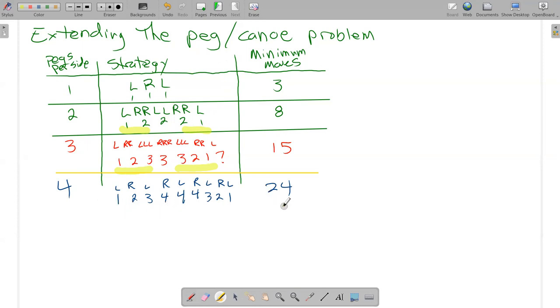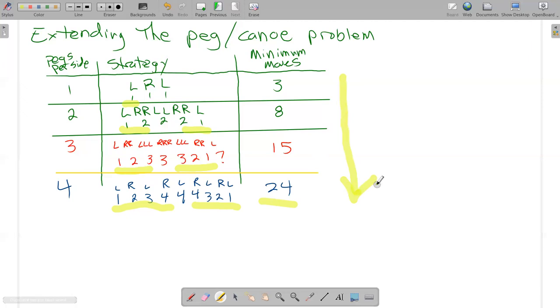So 2 things I would need to do to proceed. 1, I need to try that on the computer and see if I can get it to work in 24 moves. 2, I want to continue to look at this pattern right here that I found, the 1 and then 1, 2 and then 1, 2, 3 and 1, 2, 3, 4. And see if I can find in general, maybe a formula for these numbers.